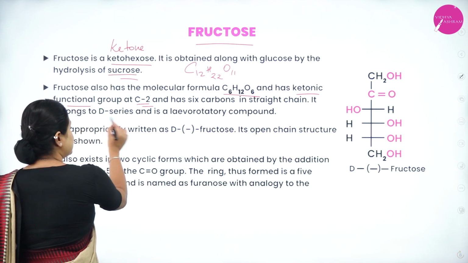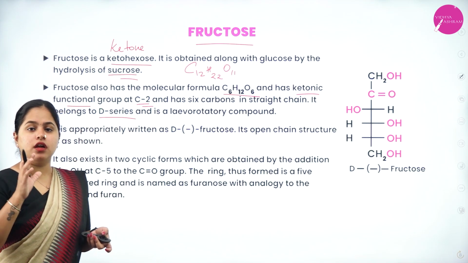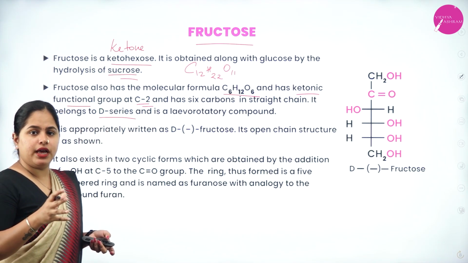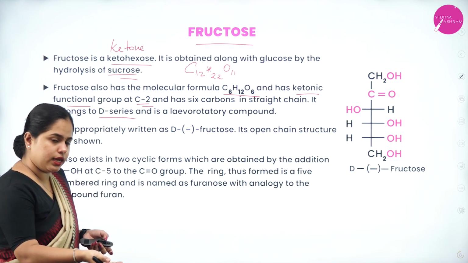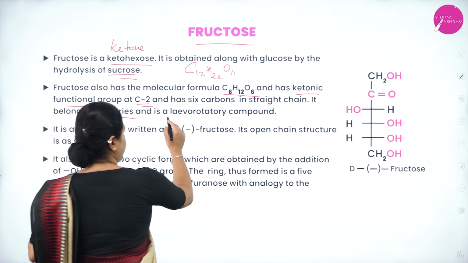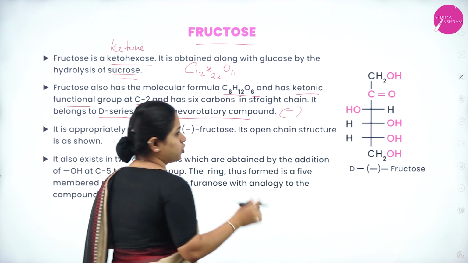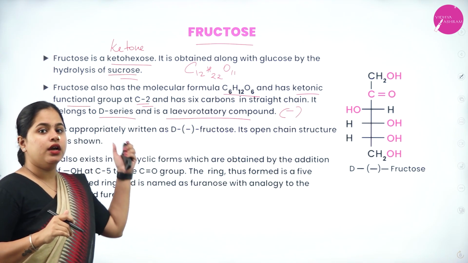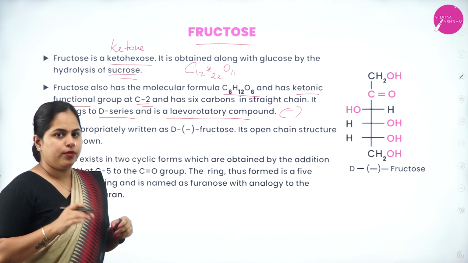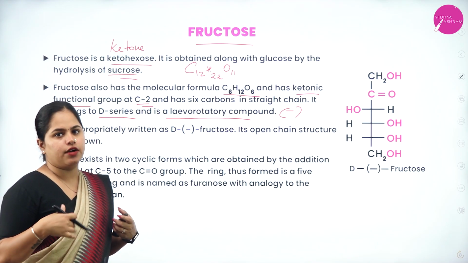It belongs to D series. So D series means the first asymmetrical carbon atom will have the hydroxyl group on the right side. And it is a levorotatory compound. That means it will be minus. Glucose was dextrorotatory. Fructose is levorotatory, and glucose and fructose both have the D form.